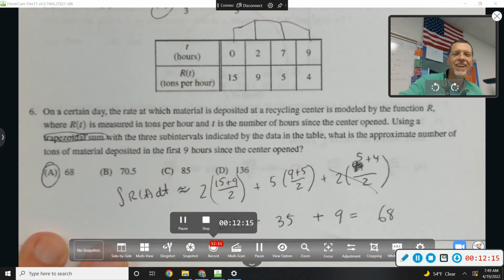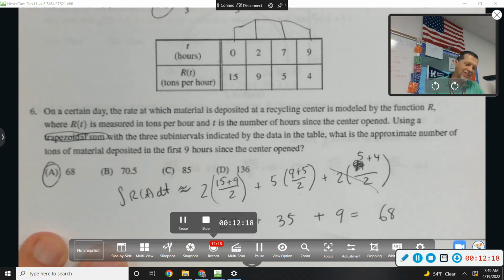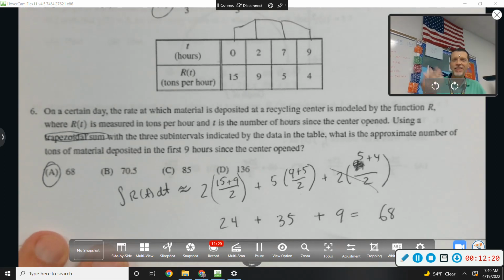So again, the algebra of setting up the calculus right and then something going wrong in there. Well, no, I wrote down 24 plus 35 plus 9, and then I put equals 70. And then somehow I got 40 instead of 35. What the heck? Let me answer Lauren's question.